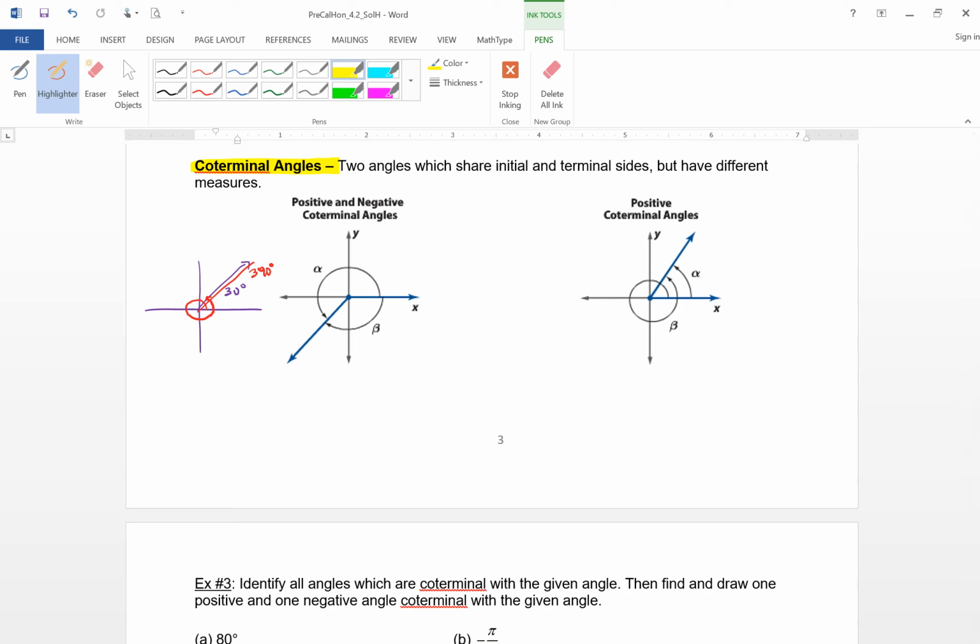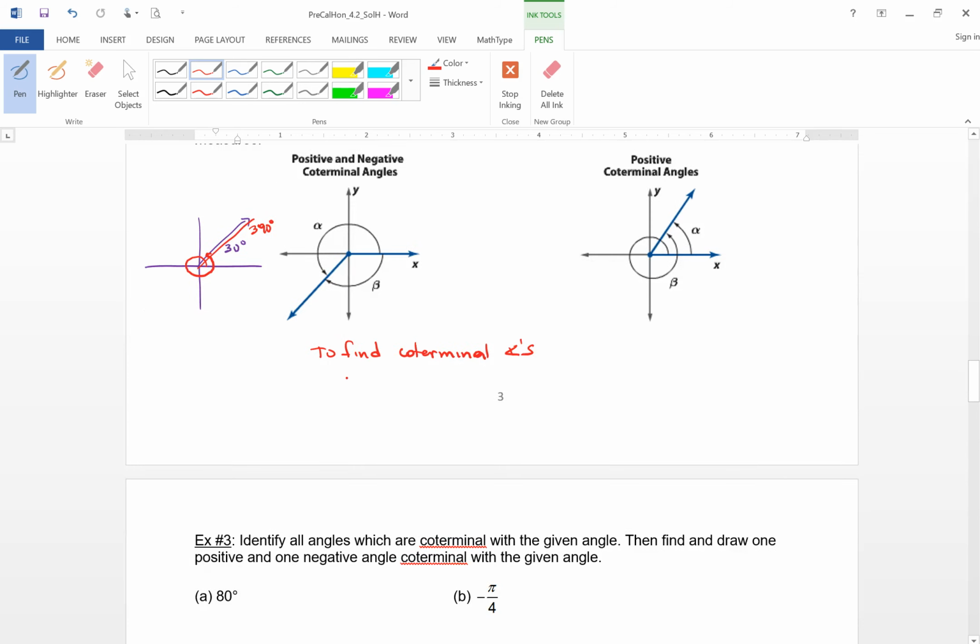Right. So to find coterminal angles, it's not 2 pi, just a multiple of 360. Okay, so here's what you do. You add or subtract multiples of 360 or 2 pi. So it's either 2 pi times n or 360 times n. Okay?